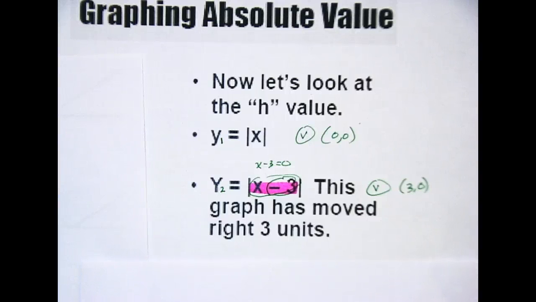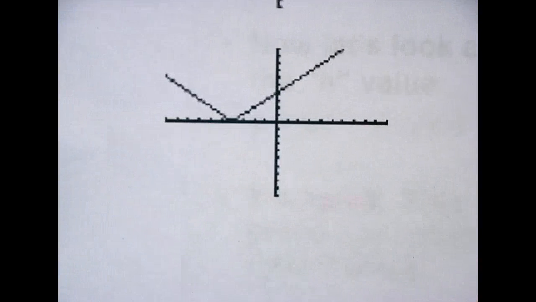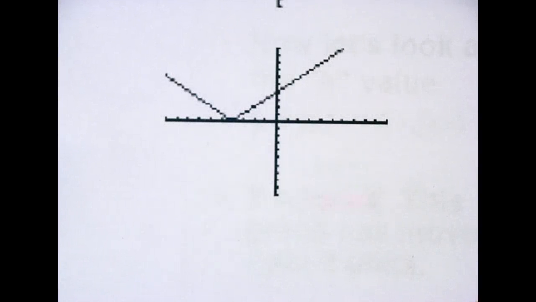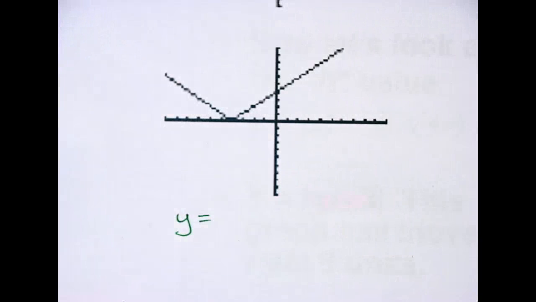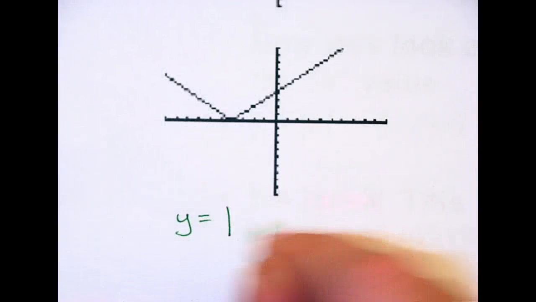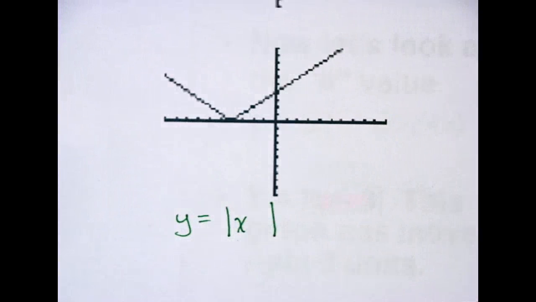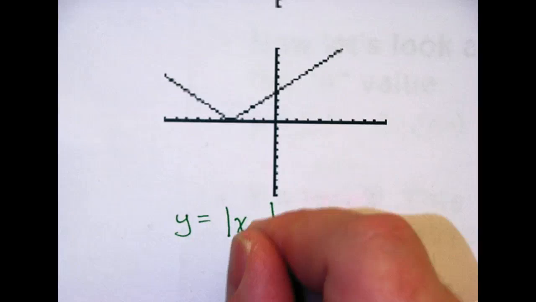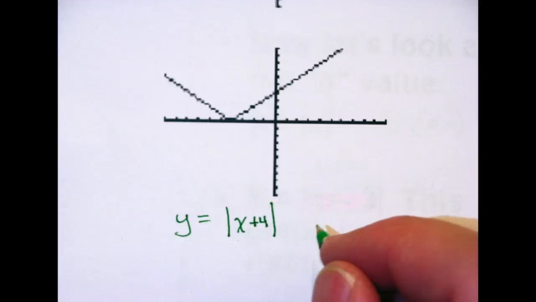So our H shift's going to shift it left or right. Okay? I want you to identify what the equation of that graph would be. Okay, y equals the absolute value of x +4. Yeah? +4. Everyone agree it's +4? Yes. Yeah.